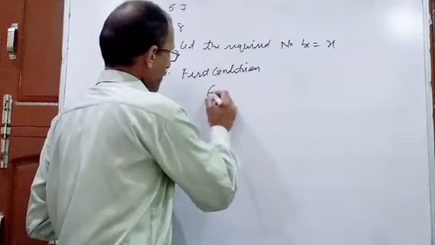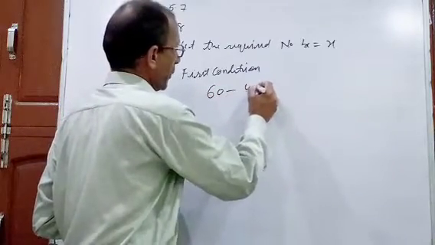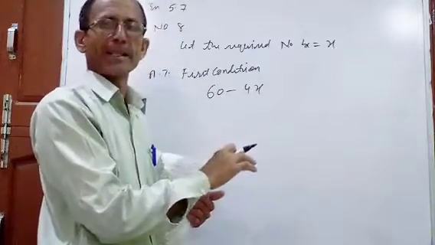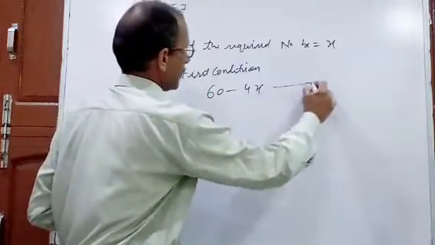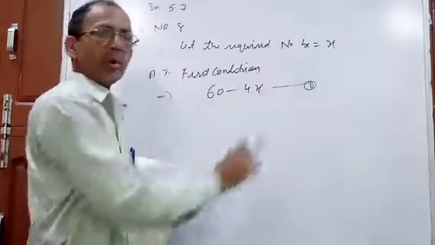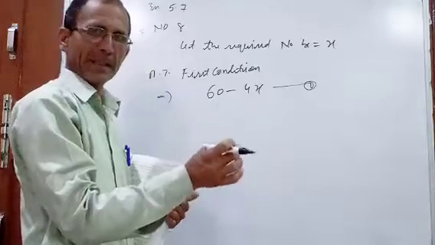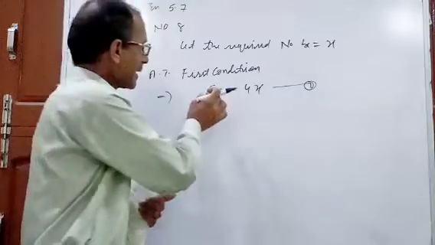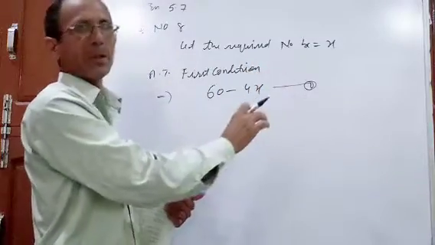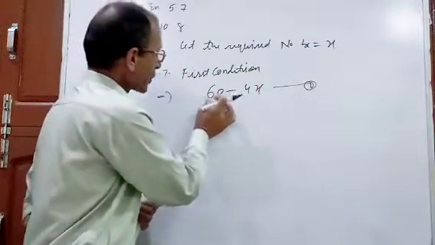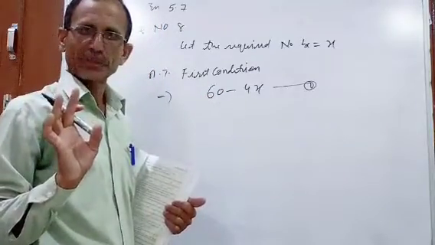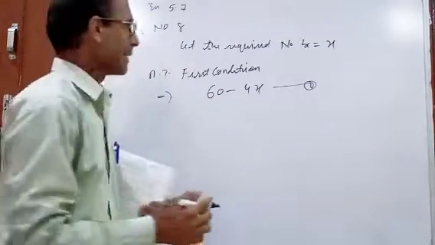So 4 times the number will be 4x. So this is less than 60. So this is equation number first. According to the first condition, 4 times the number is less than 60. It means if I subtract 4 times the number from 60, the number obtained is 60 minus 4x. Yes or no? What is the second condition?